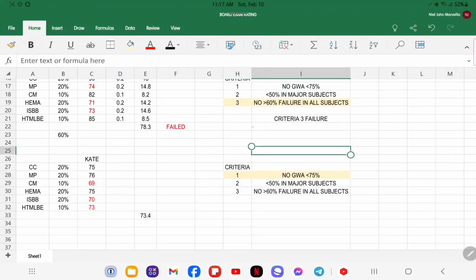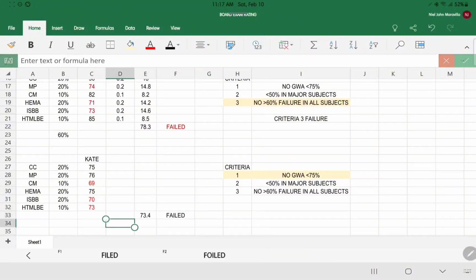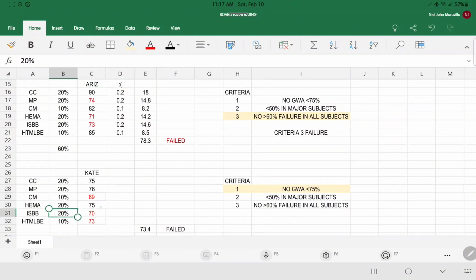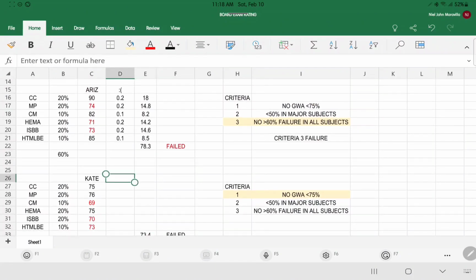Ibig sabihin, ang kanyang GWA is 73.4. So, this is also a criteria number 1 failure. Aside from that, kung titignan natin sa criteria number 2, pasok ba? No. Okay, wala siyang less than 50% sa kanyang major. But for criteria number 3, meron tayong titignan na greater than 60 or 60 pataas bang kanyang failure sa lahat ng subject. Meron tayong 3 failed subjects here. So, 10% plus 20% plus another 10%. So, that is only 40%. So, ibig sabihin, wala siya sa criteria number 3 but rather sa criteria number 1. Okay? So, ganun siya, guys. So, sad na po.